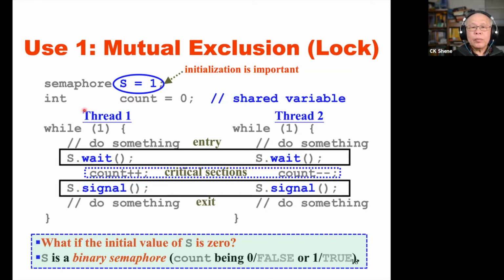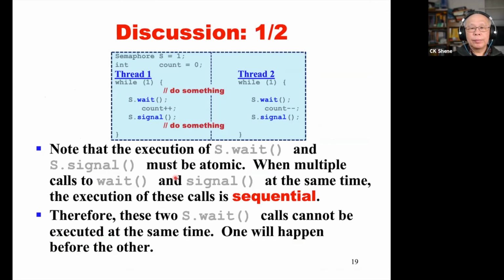So let's take a look at an example. What if the initial value of the semaphore is 0? Think about it. Now, usually if the counter value of that semaphore is either false or true, we say the semaphore is a binary semaphore. For most systems, this kind of binary semaphore is actually called a lock or a mutex lock.